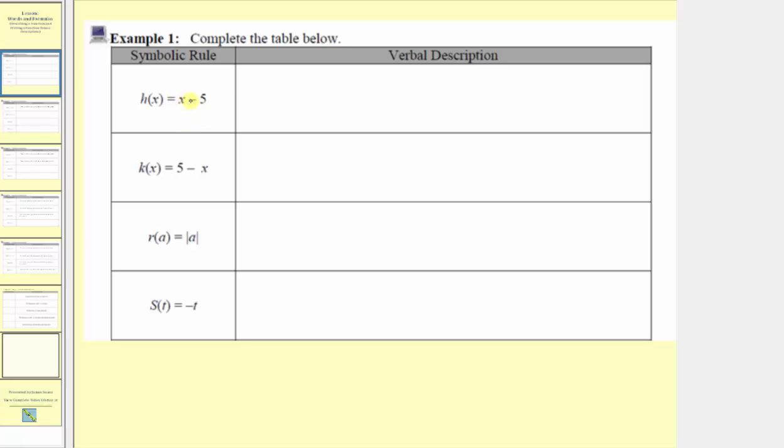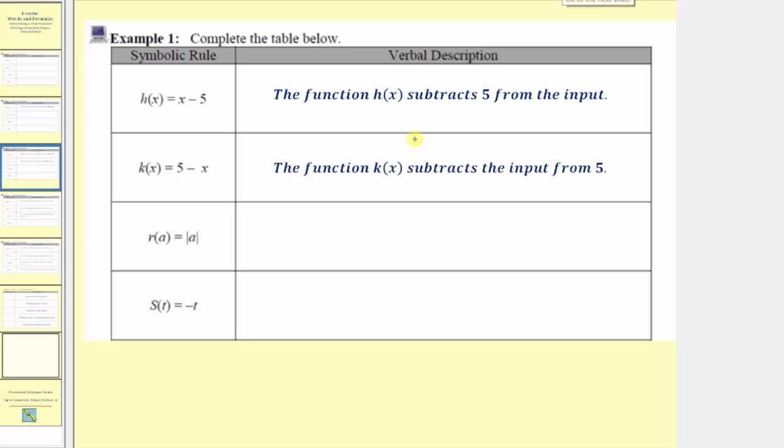So the input is x and the output is h of x. So h of x subtracts 5 from x. So let's state the function rule as h of x subtracts 5 from the input. Next we have k of x equals 5 minus x. So the function k of x subtracts x from 5, but again, because x is the input, let's describe this as the function k of x subtracts the input from 5.